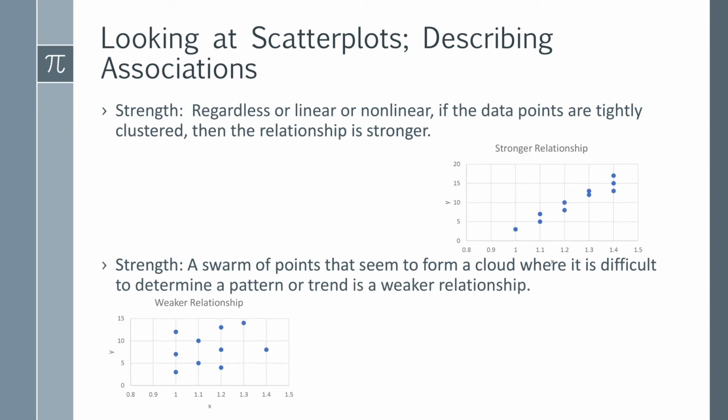Points that are tightly clustered show a stronger relationship between x and y. If the points are a swarm that seem to form a cloud and it's really difficult to determine a pattern or a trend, that's an indication of a weaker relationship.